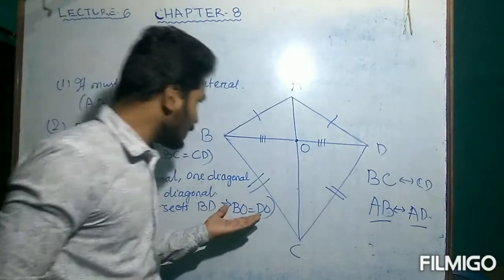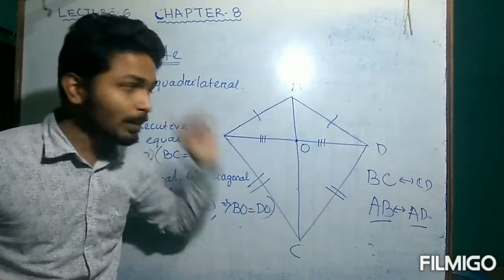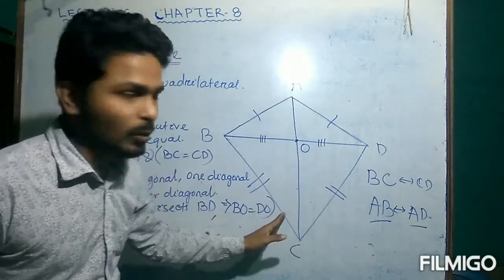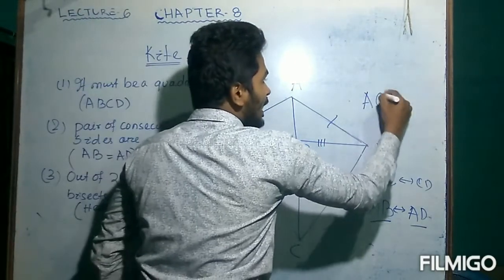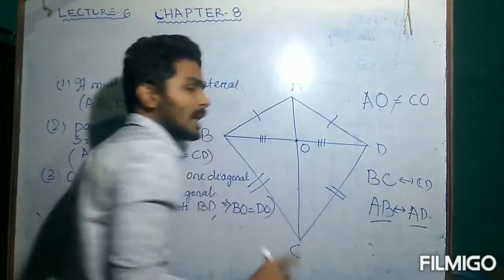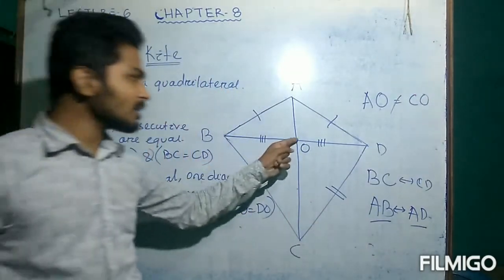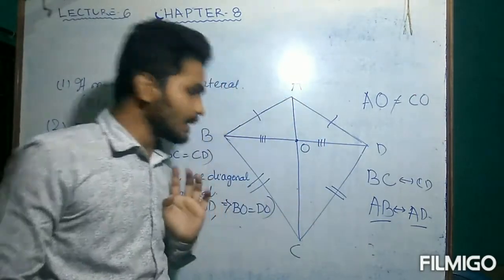Are you getting this point? BO is equal to DO because this diagonal is bisected. But this diagonal is not bisected, so you can't write AO is equal to CO. They are not equal. At the point of intersection, BD is bisected by AC.